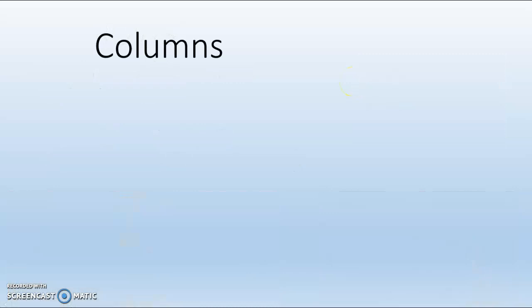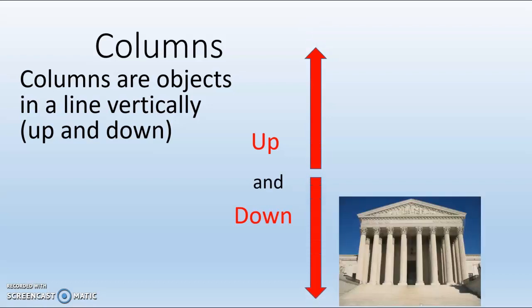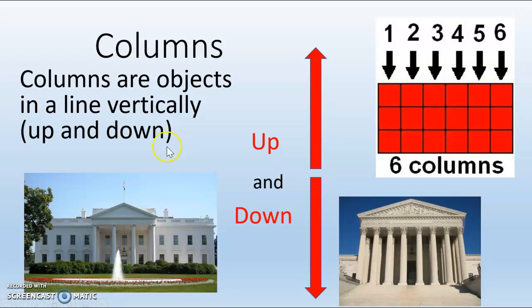We also learned about columns. Columns are objects in a line vertically, which means up and down. You see columns on buildings, which hold up part of the building. This array has 6 columns. 1, 2, 3, 4, 5, 6. And there's a picture of the White House in Washington, D.C., which has columns holding up the front of the building.